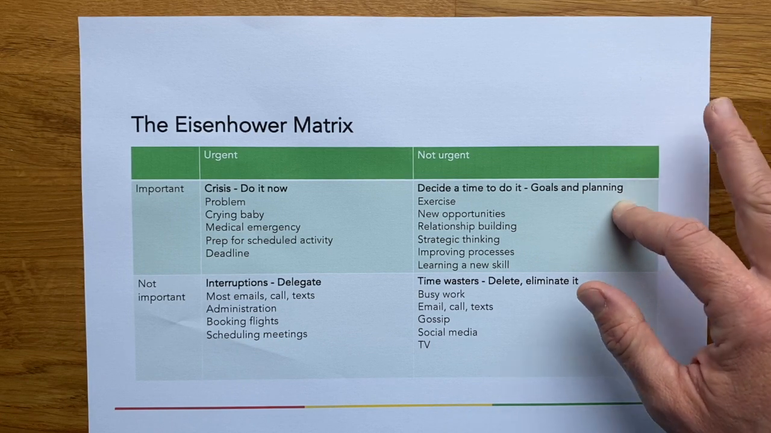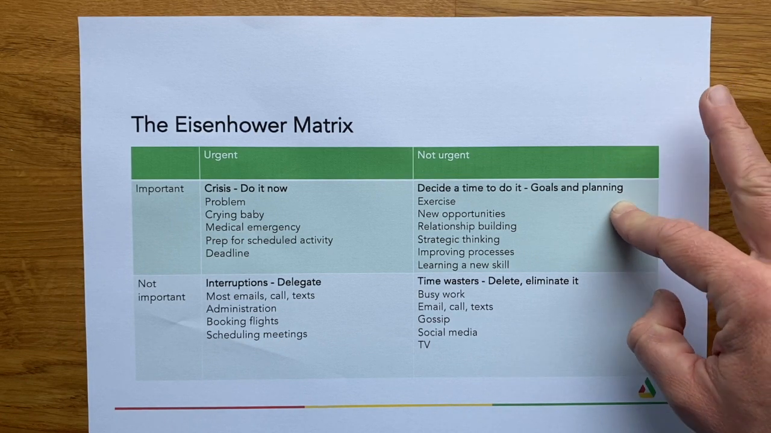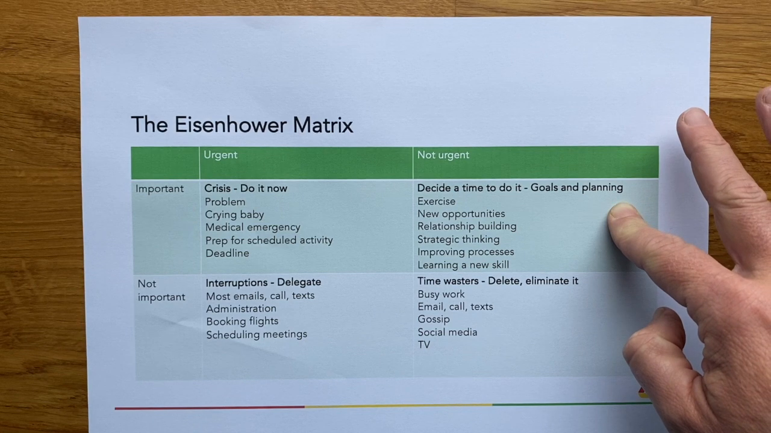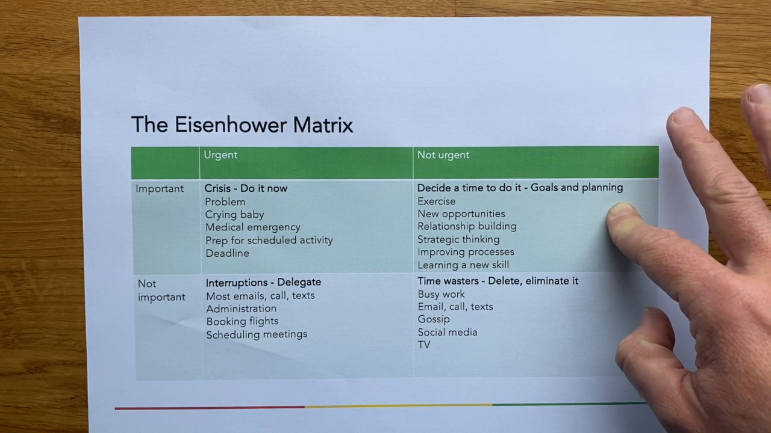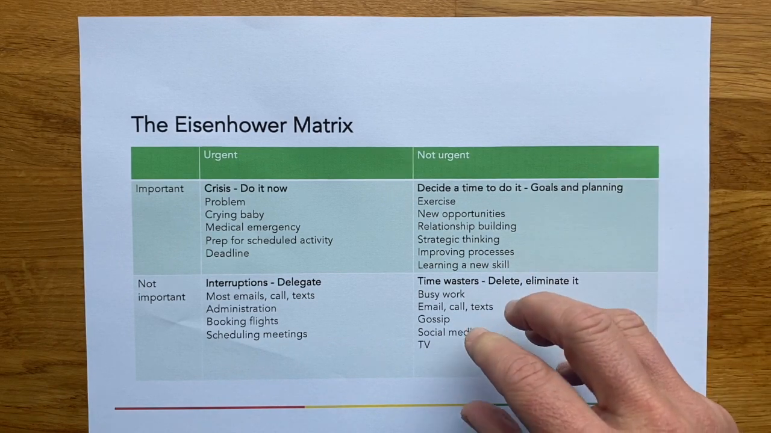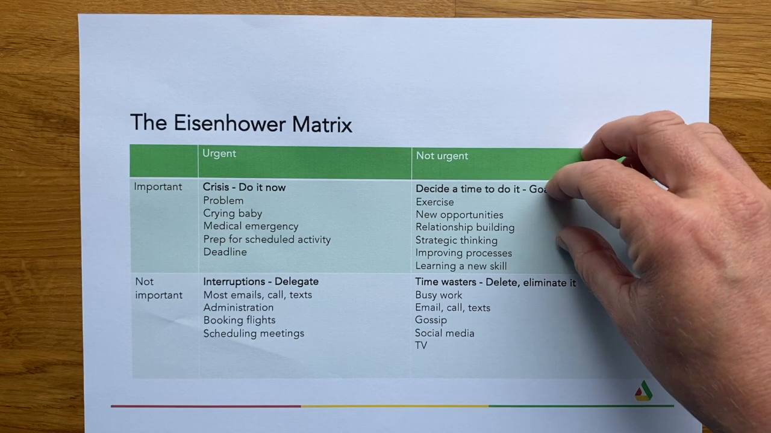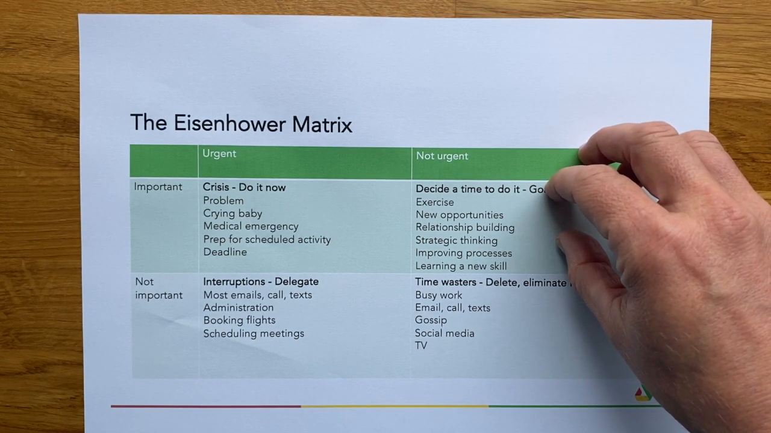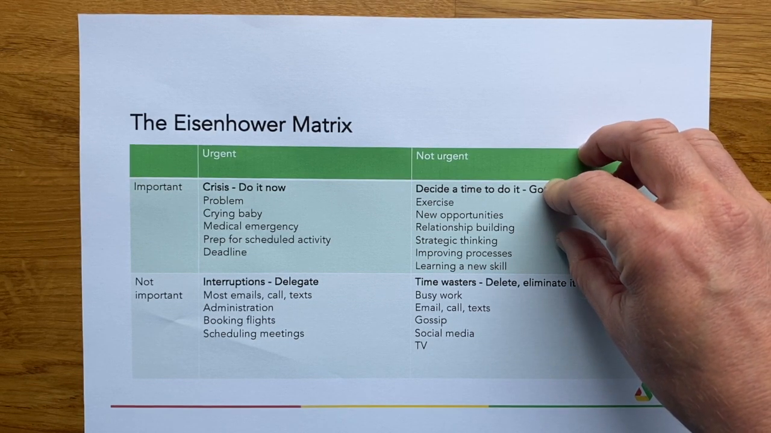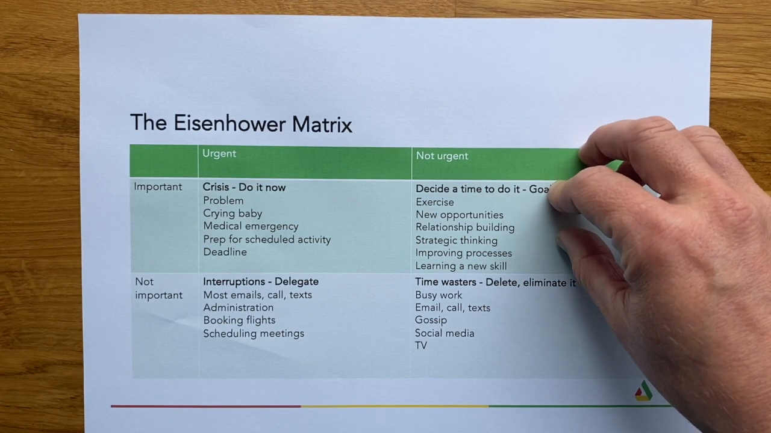this is where your planning and your strategic thinking and your relationship building and your improving processes and learning a new skill comes in. So if you can get rid of some of the stuff that isn't important, then what that's doing is creating space and time for the career planning activities that you're creating at the moment.